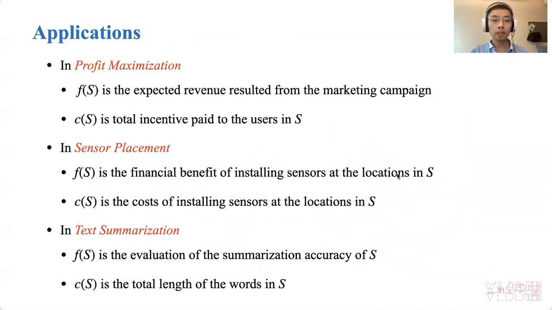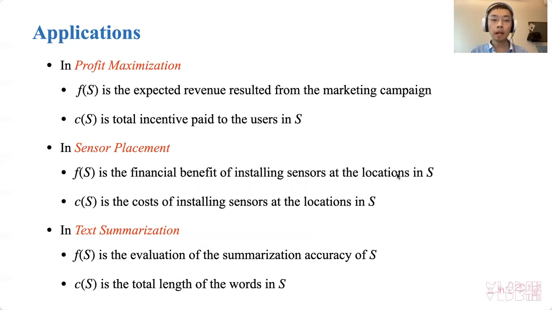In profit maximization, f(S) is the expected revenue resulting from the marketing campaign, and c(S) is the total incentive paid to the users in S. Then f(S) minus c(S) is a good trade-off between the benefit and the cost. Besides, the problem also finds application in sensor placement and text summarization.